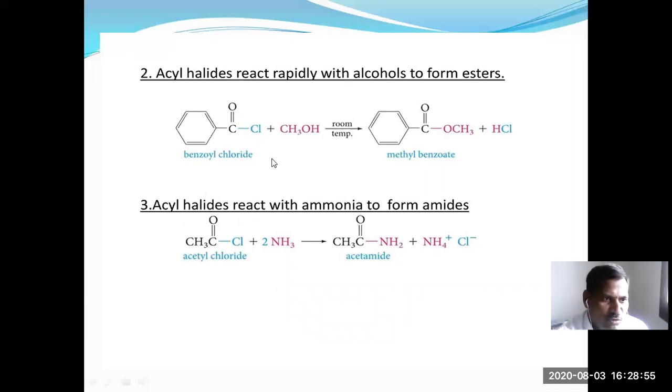So benzoyl chloride reacts with methyl alcohol at room temperature, and you can get methyl benzoate. Ammonolysis of acid chlorides gives amides. So acid chloride reacts with ammonia, and amides are formed. Acetyl chloride reacts with ammonia, and acetamide is formed.